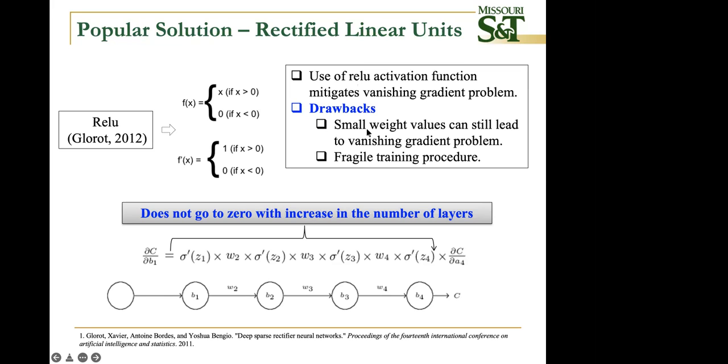But what are the drawbacks? Small weight values can still lead to vanishing gradient. When you look at the actual product rule, you take the product with respect to some weights, then it becomes a gradient, but then you're multiplying by the weights. Even though you fix the problem of the gradient of the activation function, what happens when these weights are very small? Then you get multiplied by 1, and this can still have the vanishing gradient.